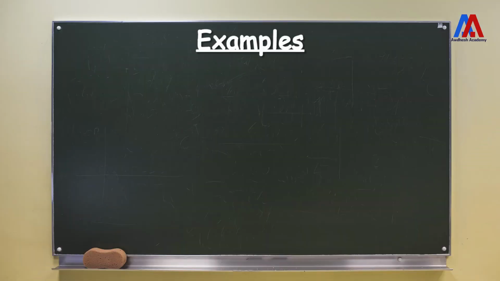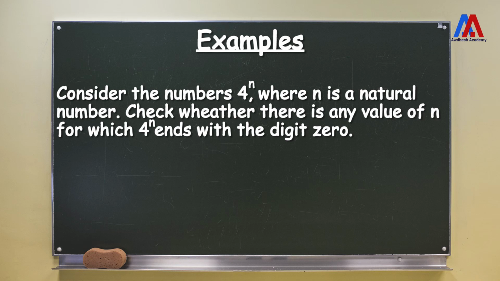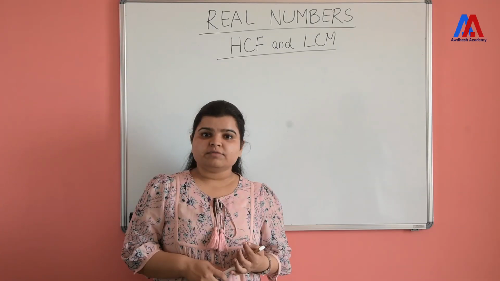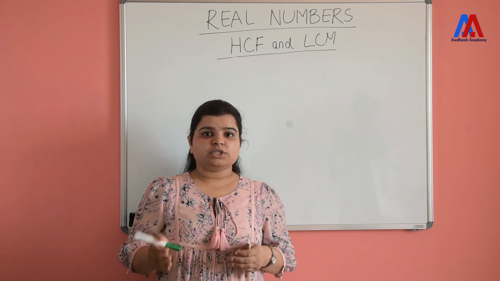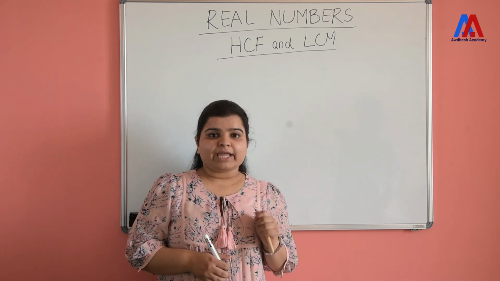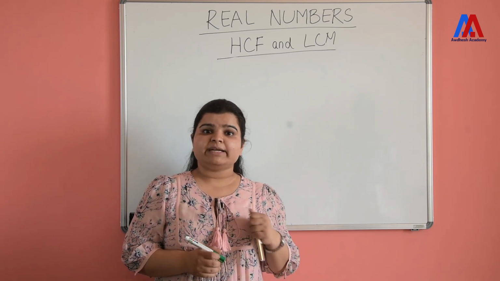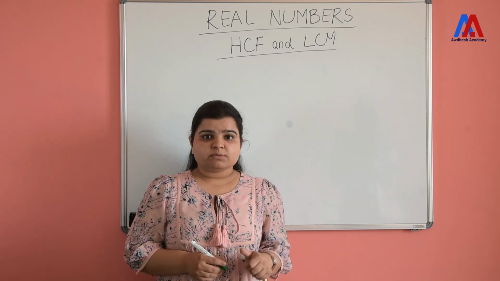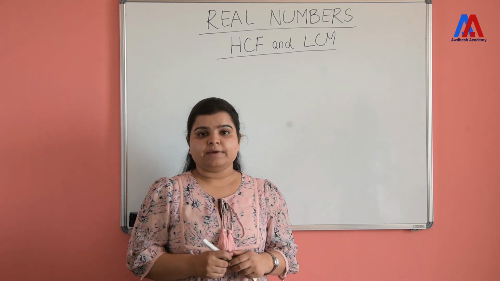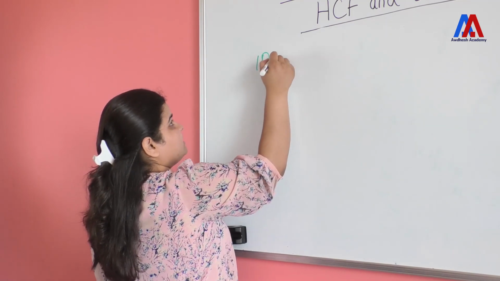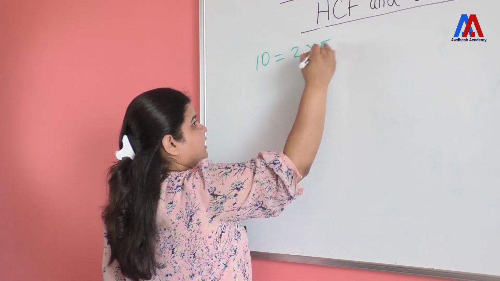So we have, consider the numbers 4 raised to the power n, where n is a natural number. Check whether there is any value of n for which 4 raised to the power n ends with the digit 0. So here we have to find if the given number, that is 4 raised to the power n, will end with 0 or not. So for a number to end with 0, it should be divisible by 10. And for the number to be divisible by 10, it must have one 5 and one 2 as its factors, because 10 is equal to 2 into 5.